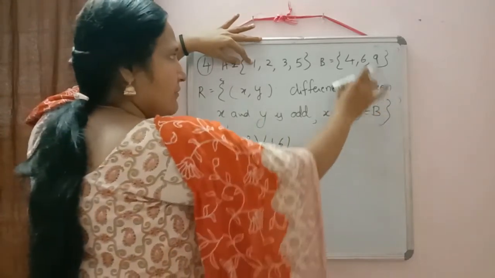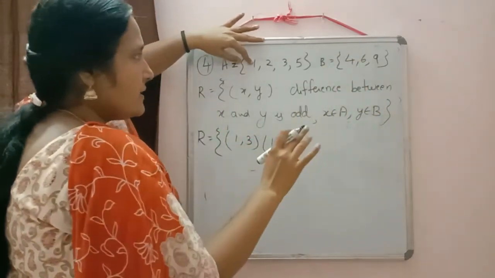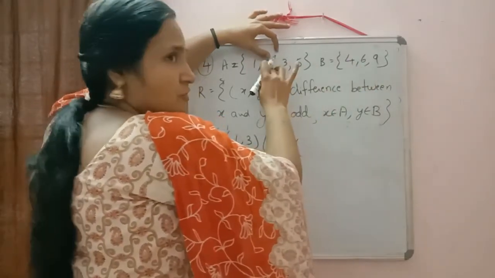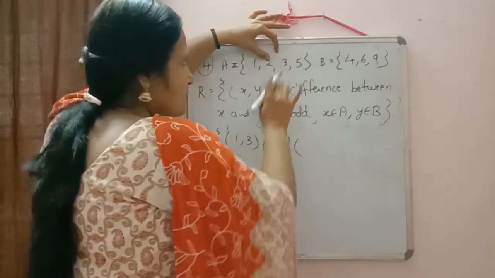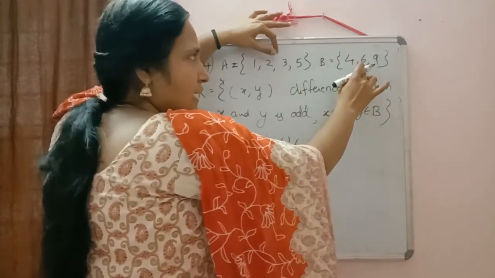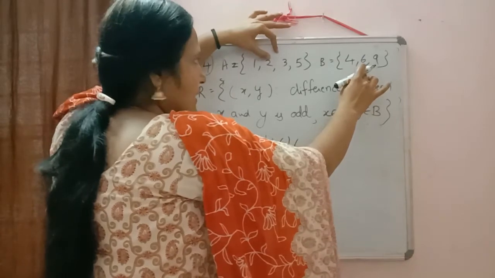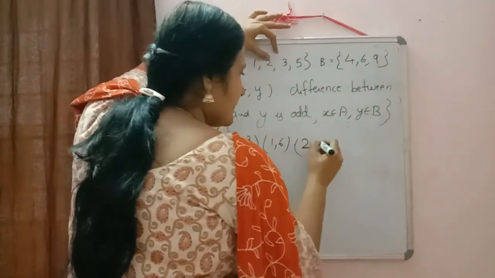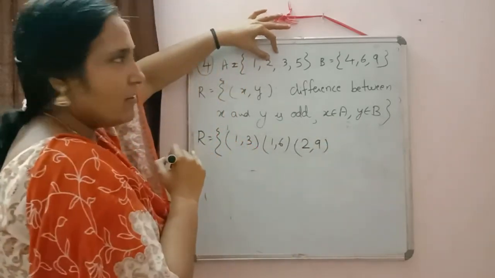The second one we have to take from here. So from 1 it is over. Now next we will check with 2. 4 minus 2 is 2, not an odd number. So (2, 4) will not come. (2, 6) will come? 2 minus 6 is minus 4. No. Then (2, 9). Yes. 2 minus 9 is minus 7. So (2, 9) will belong to this set.